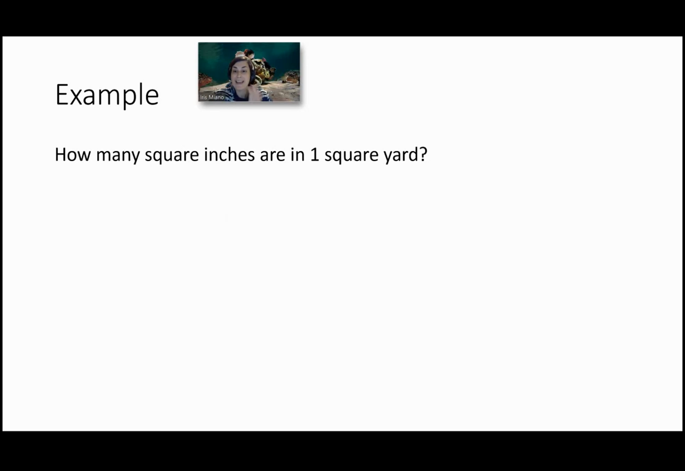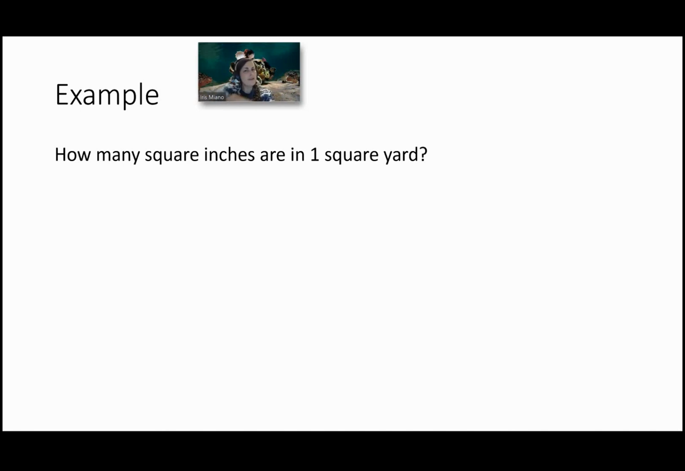Moving on. How many square inches are in 1 square yard? This is where it can get a little bit dicey, because you need to do a series of unit conversions in order to answer this question. And you need to kind of pull apart the idea of what a square yard is. Because if you have 1 square yard, that's 1 yard by 1 yard, right? And it's a square.